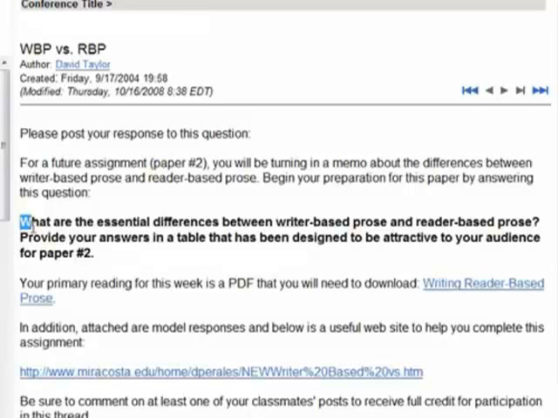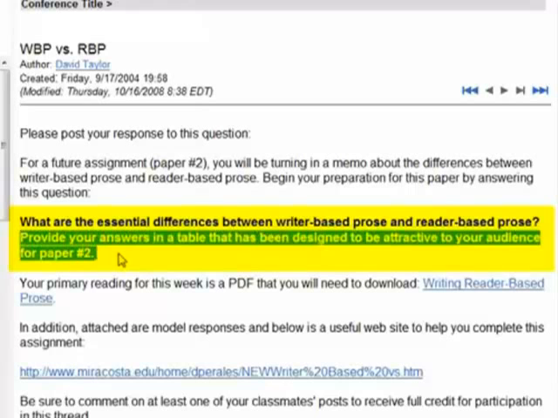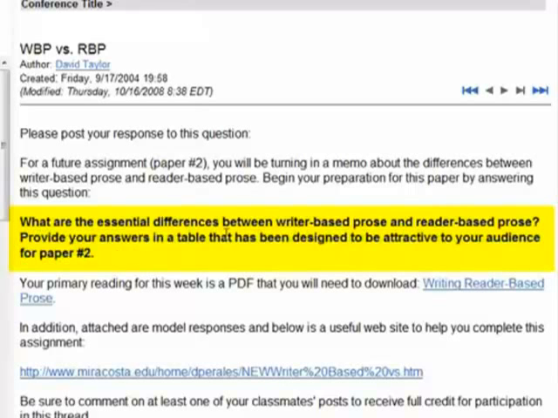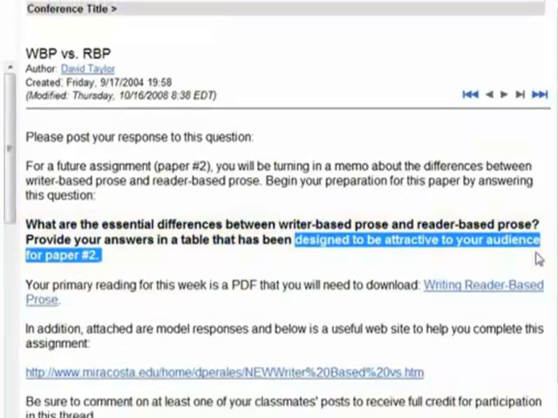What are the essential differences between this thing called writer-based prose and reader-based prose, sometimes called writer-based writing or reader-based writing? And you are to provide your answers in a table, and not just any table, a table that has been designed to be attractive to your particular audience. And for this week, let's consider your audience me and the fellow students in this class.